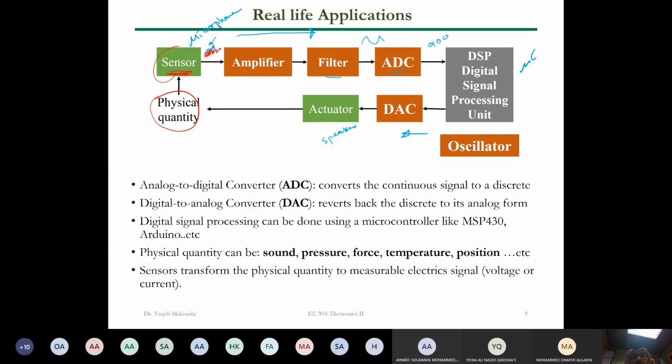In all of these blocks, you need some clocks. You need some sinusoidal waves sometimes to work with the signals here and there, either in the filters, in the ADC, DAC, and so on. So that's why we will study the oscillator. So if you study these 3, 1, 2, and 3 in detail, and then we touch upon the ADC, now you have a clear picture of the system. So that's why we do that in 303 in detail.